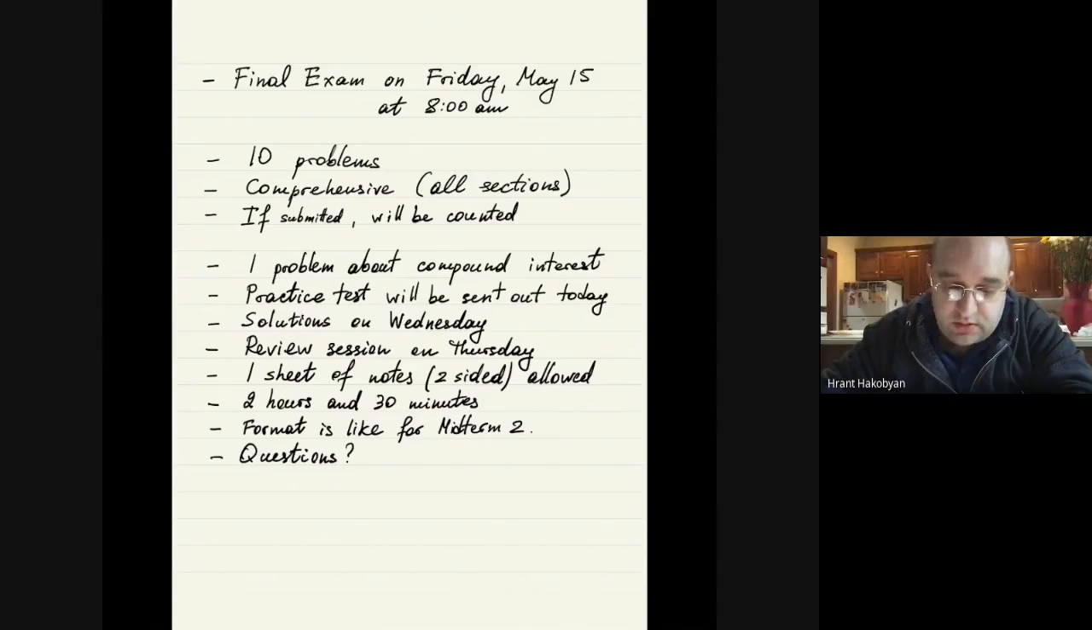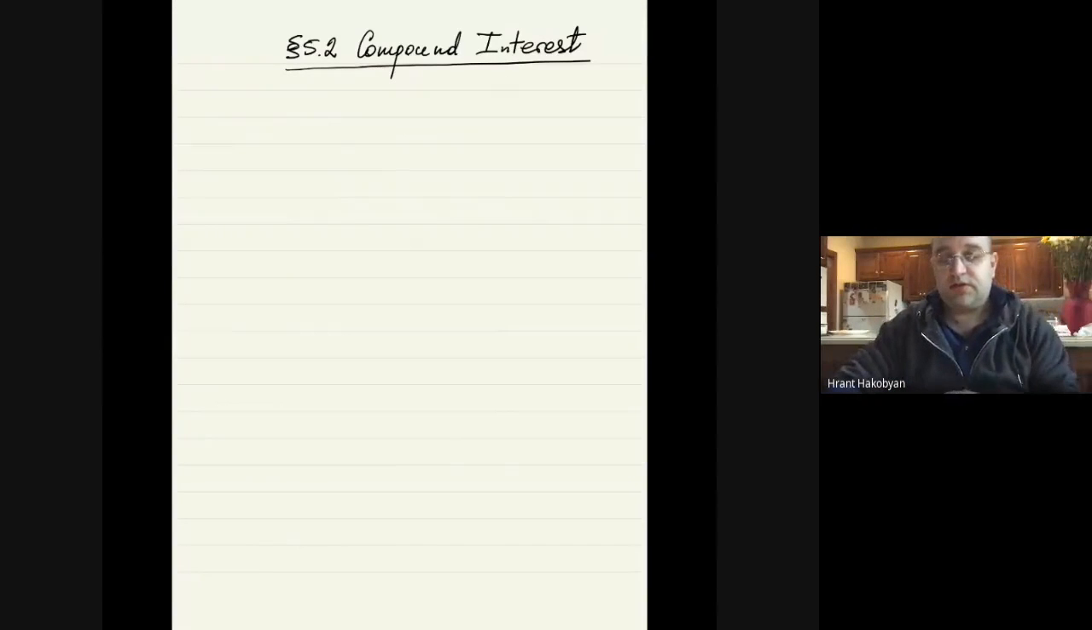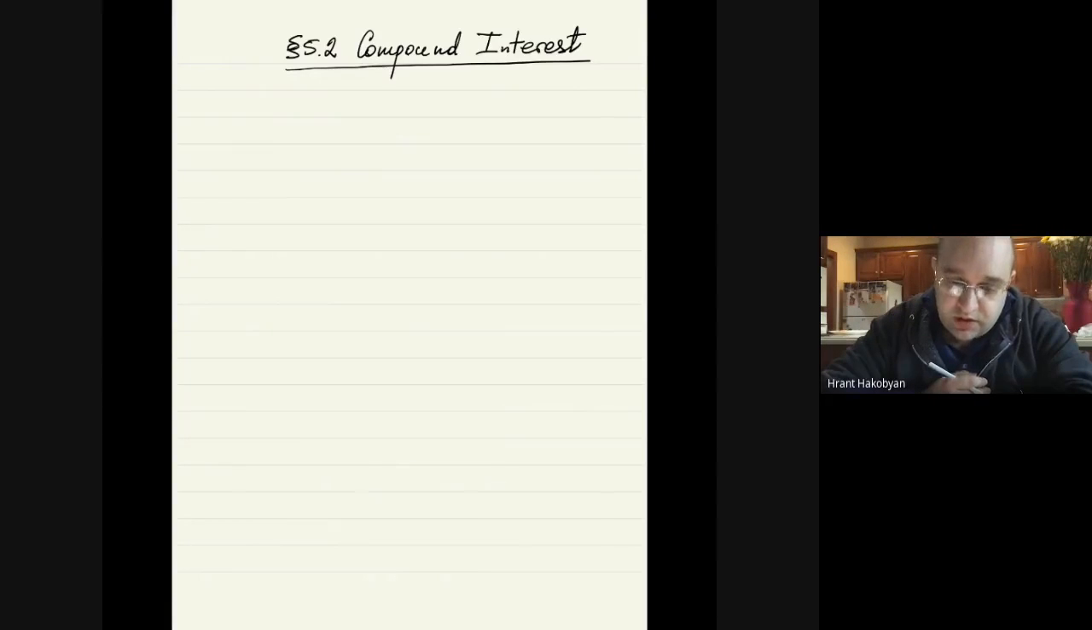Okay, if there are no questions, I'm going to go ahead and talk a little bit about compound interest. So what is compound interest? The main thing is to figure out how much money you have in a bank account, if you know what you're investing, what's the annual rate, and what's the time limit.